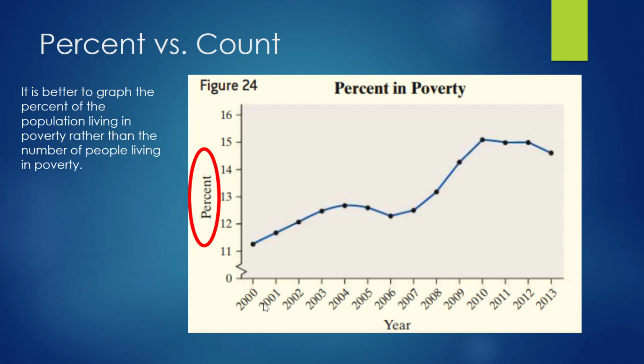Therefore, it is preferable to graph the percent of people living in poverty rather than an actual count. That way, it doesn't matter if the population as a whole is changing because you're looking at the proportion of people who are living in poverty. Notice also that this graph has been changed to a time series graph instead of a bar graph.